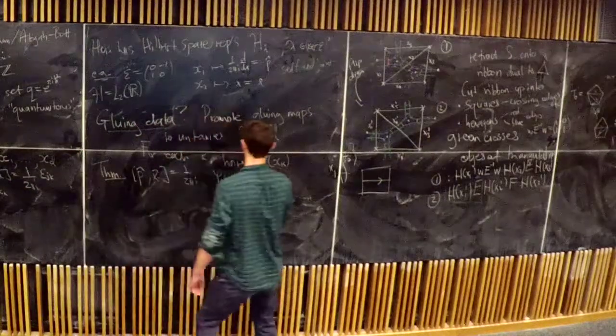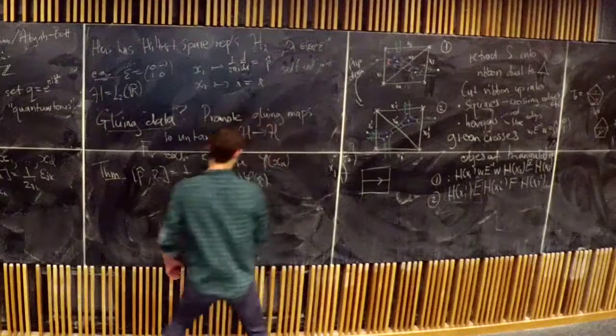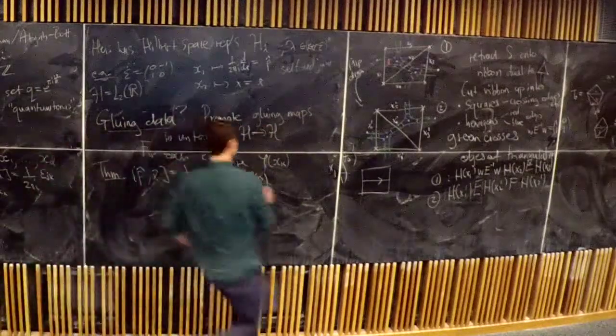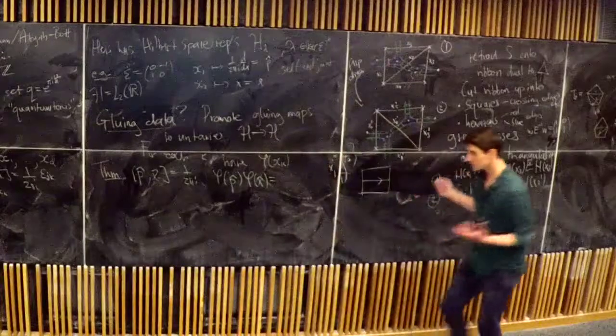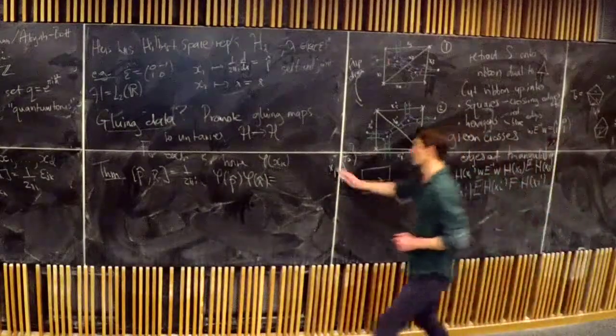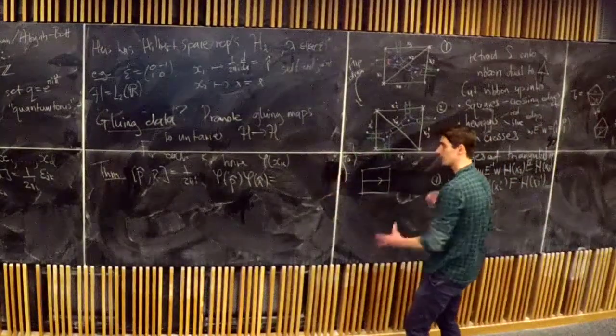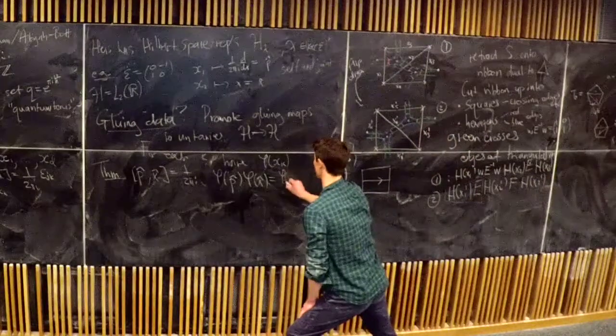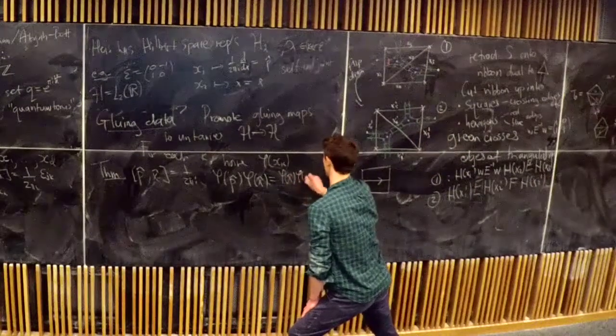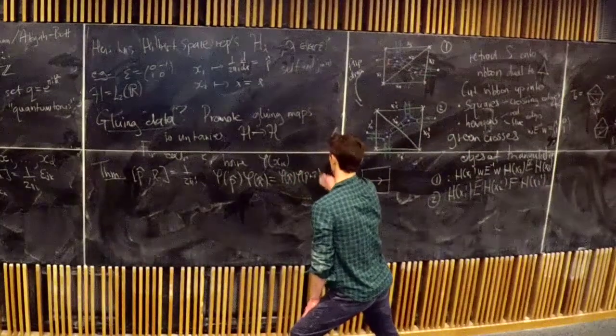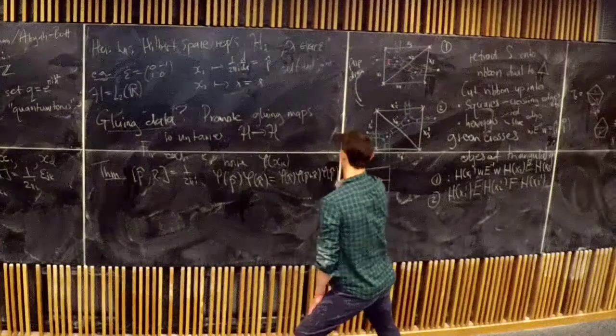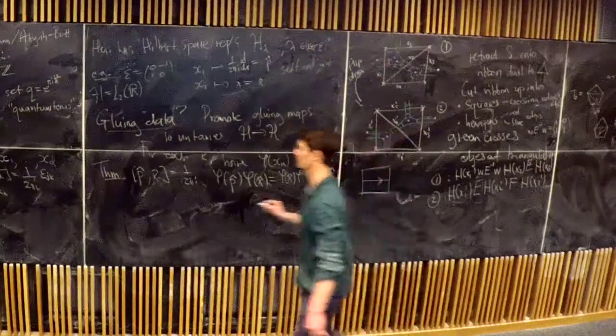the corresponding unitaries phi of p, phi of x satisfy what's called the pentagon identity. So this composite phi of p, phi of x is equal to the composite phi of x, phi of p plus x, phi of p. Okay, this is the pentagon identity.